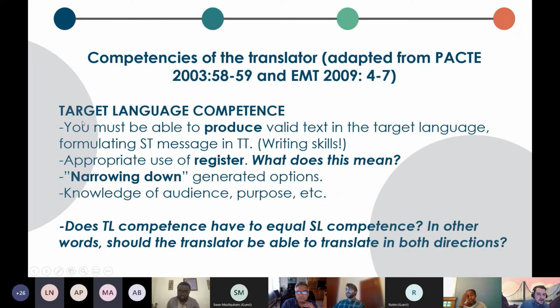So another thing that we also talked about earlier was target language competence, of course. So your ability to write well in the language you're translating into. You have to be able to produce a valid text in the target language, and that text must formulate the source text message in the target text. So we must have good writing skills, first of all. This folds in with the appropriate use of register. I'll just tell you, maybe you're not familiar with this word. Register means basically the level of language.